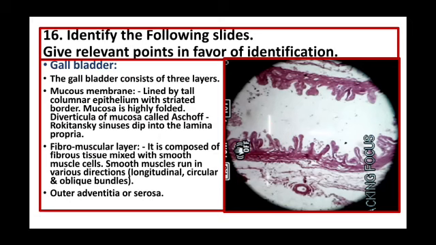The fibromuscular layer is composed of fibrous tissue mixed with smooth muscle cells. The smooth muscles run in various directions. It can be longitudinal, circular, and oblique. The outermost layer is the adventitia, or it can be serosa, depending upon the section.